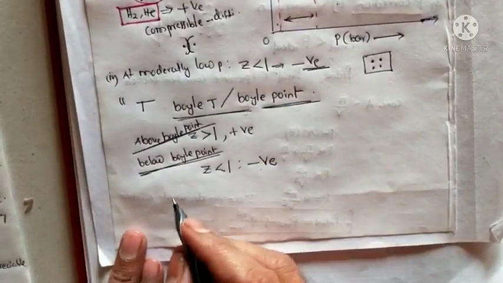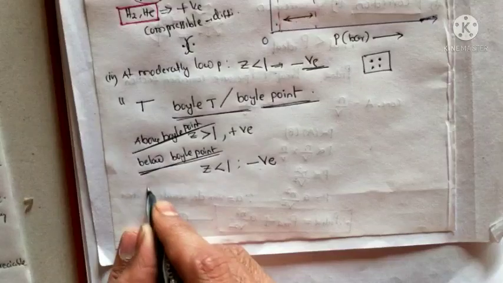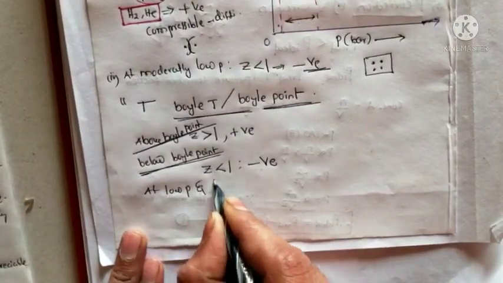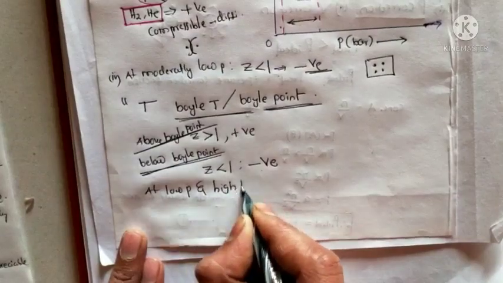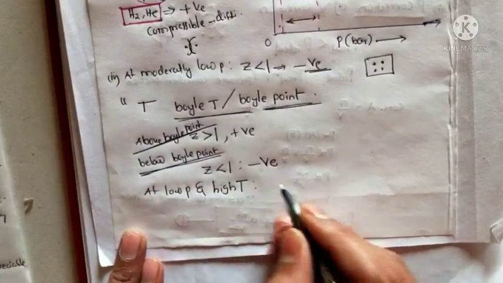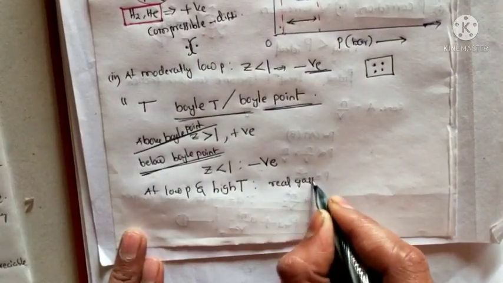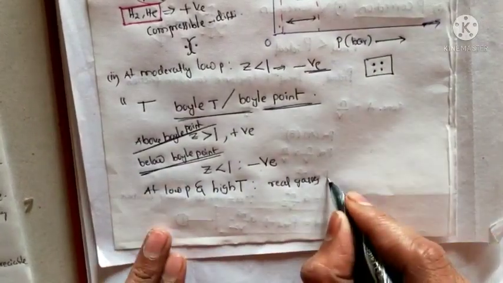So finally, from this information we can conclude that at low pressure and high temperature, real gases show ideal behavior.